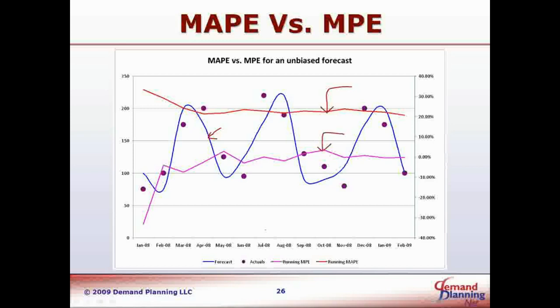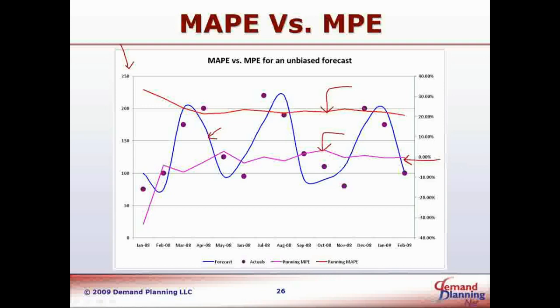All right, let's see if there are any other questions here. Okay, all right. So look at MAPE versus MPE for an unbiased forecast. You have the forecast here. The forecast is the blue line. Actuals are these points. So if you look at a model, this is the model.